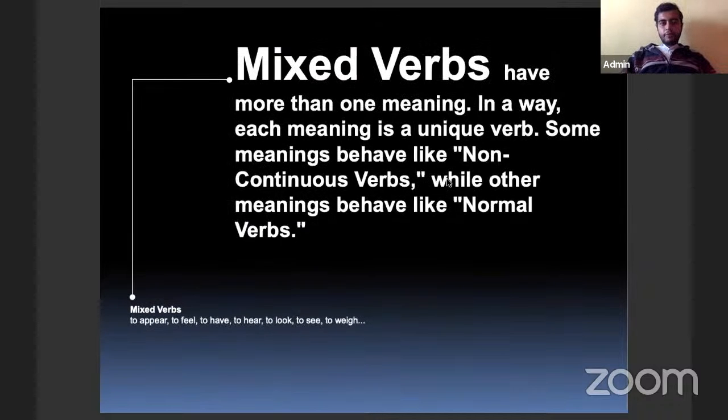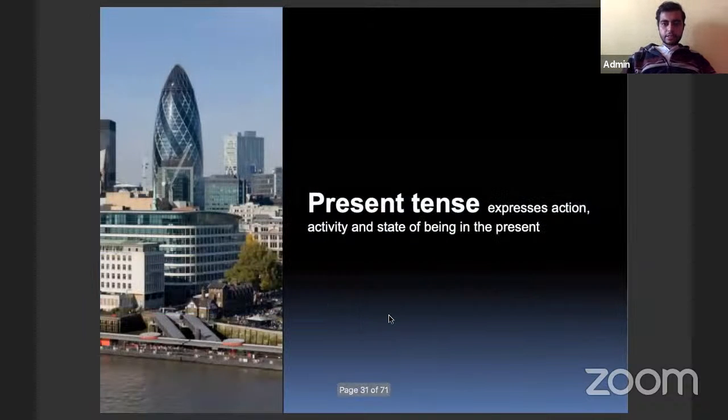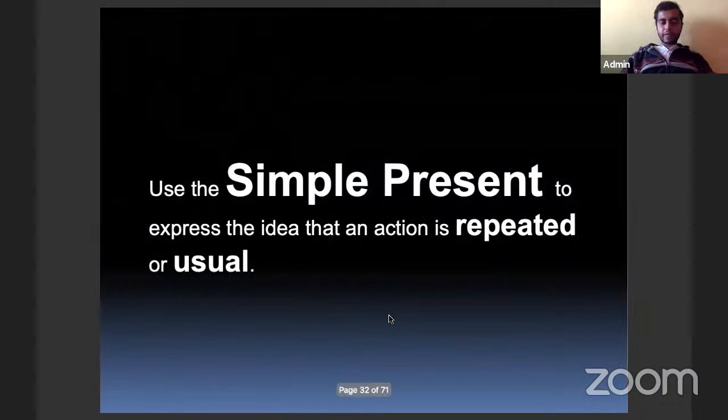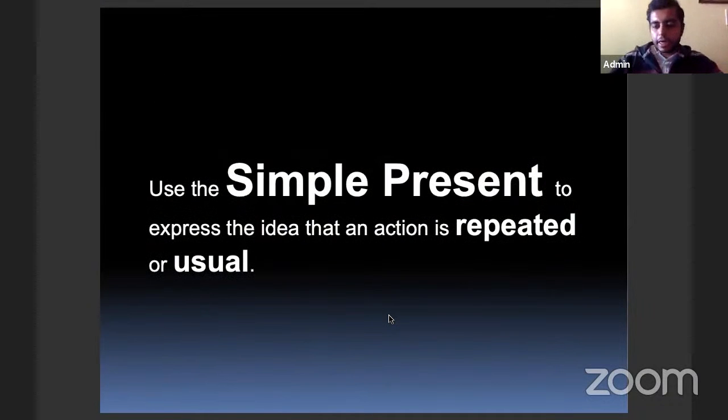Now that we are done with the past tense, let's move on to the present tense, where present tense expresses action, activity, and state of being in the present. Very basic. Now again, let's focus on the common usage ideas and principles for present tense.